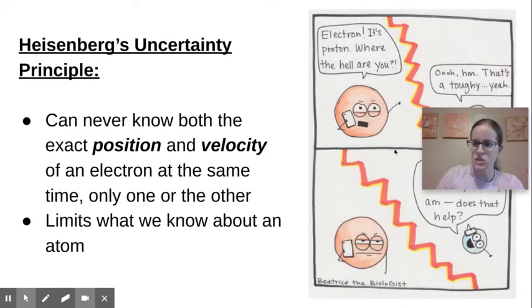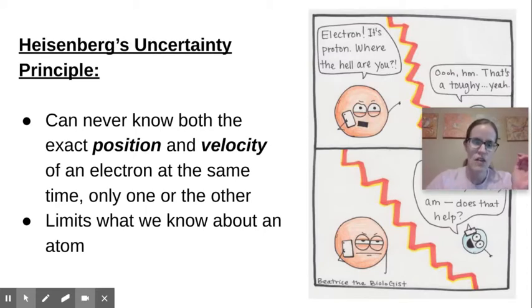And then Heisenberg's uncertainty principle says that you can never know the position and the velocity, how fast an electron is going, at the same time. So if you know where the electron is, or at least close to where it is, you don't know how fast it's going. And if you know how fast it's going, you don't know exactly where it is.